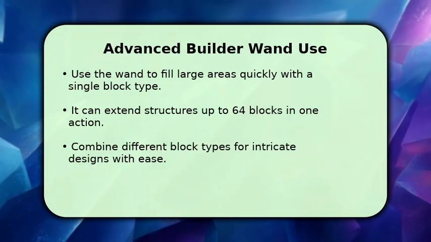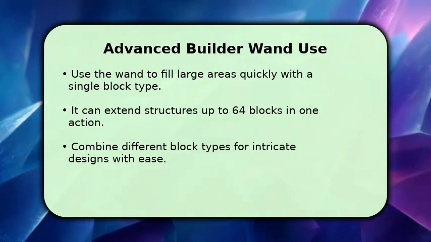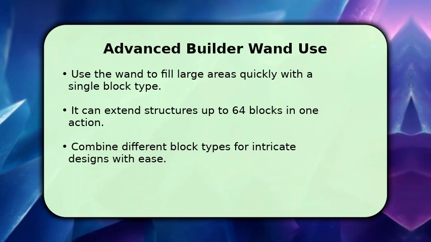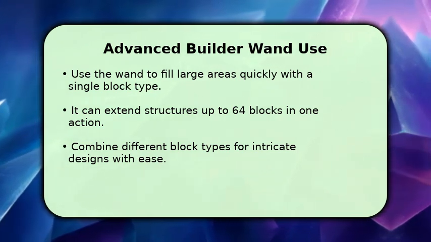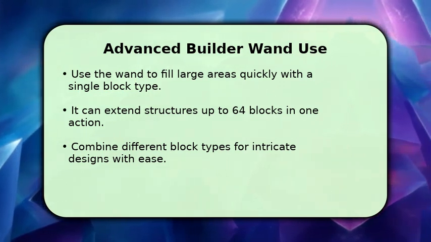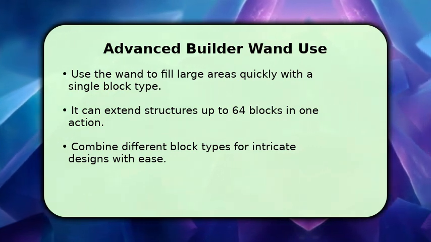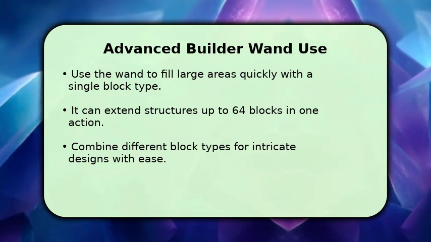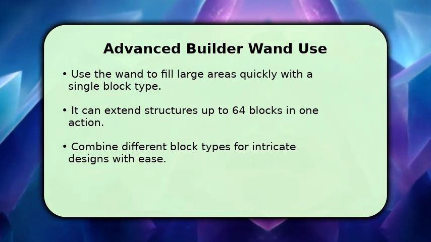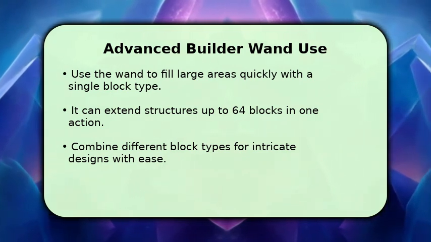For more advanced building, the wand can fill vast areas with a single block type, making large-scale terraforming or floor laying incredibly fast. It can extend structures up to 64 blocks in a single action, which is a huge time saver. You can also use it to replicate complex patterns, allowing you to build intricate designs without placing each block individually. This tool truly transforms your building experience.